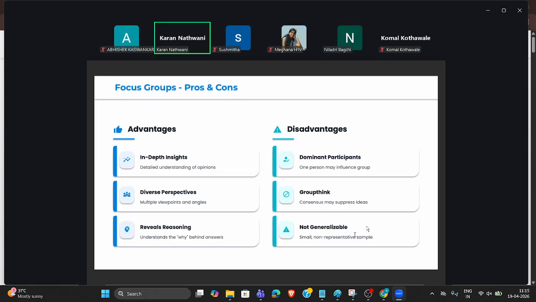Now, not generalizable, small, non-representative sample. This is also a problem: if you do not get a big group, a group of 5-10 people may not be a good group. You need at least 50 or so people to get a good group to start with. So it is not generalizable, and then it becomes a problem.